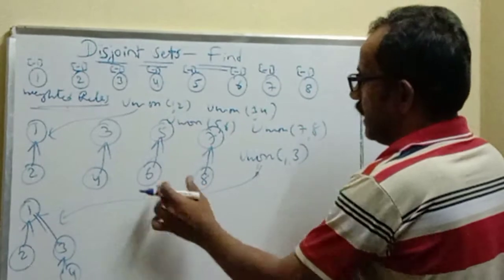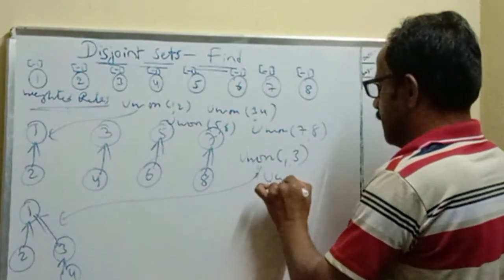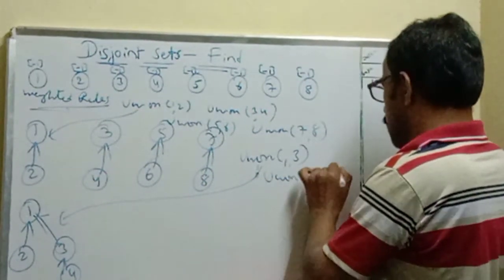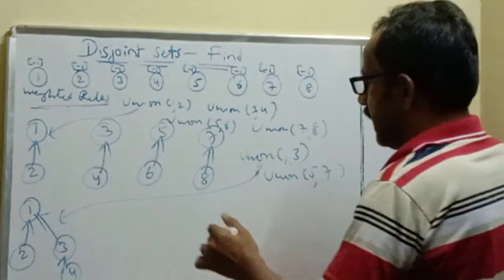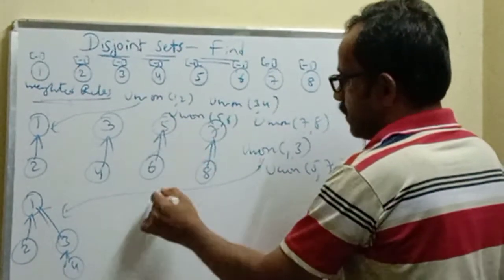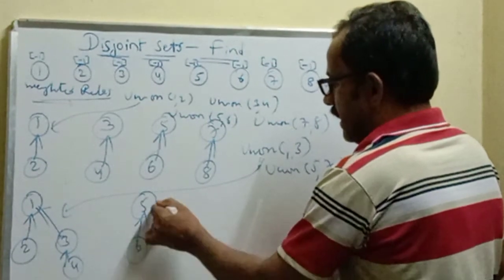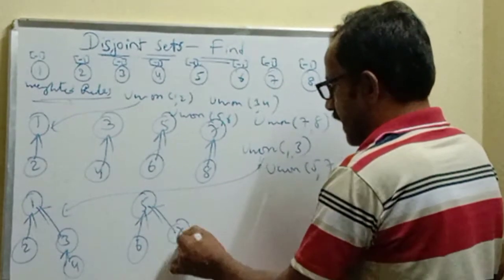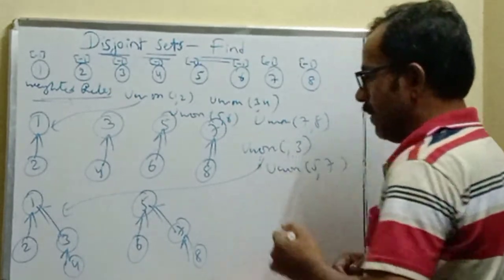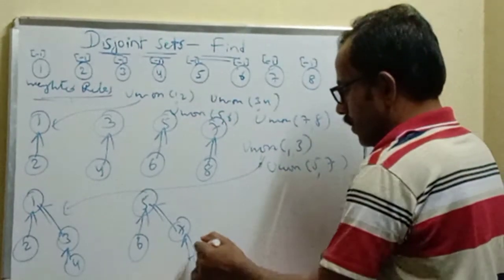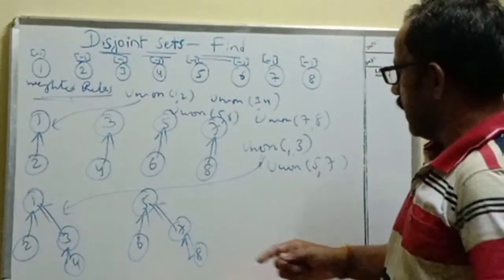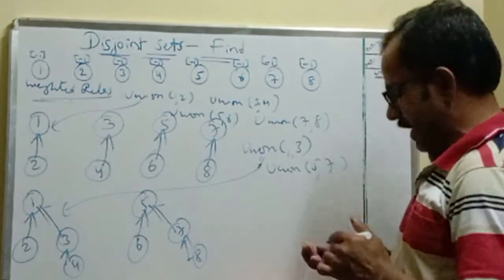Suppose you want to combine these two, that is called union of 5 comma 7, because one tree's root node is 5 and another tree's root node is 7. Then either we make 5 or 7 the parent. If you make 5 the parent of the next tree, then the resultant tree structure becomes like this. Okay? So these two are the results after combining union of 1 comma 3 and union of 5 comma 7.